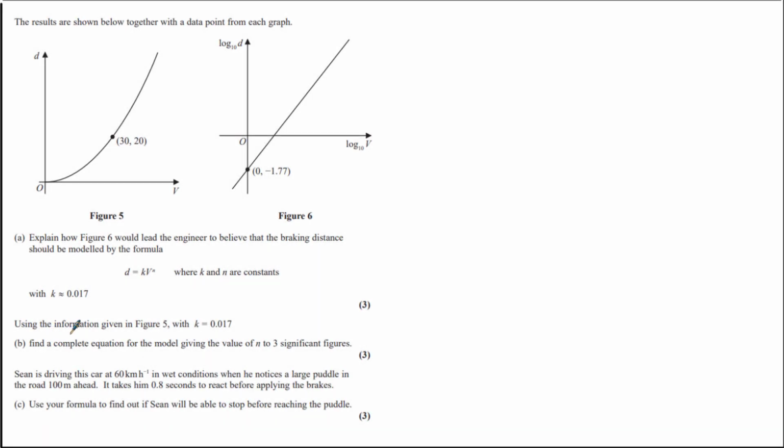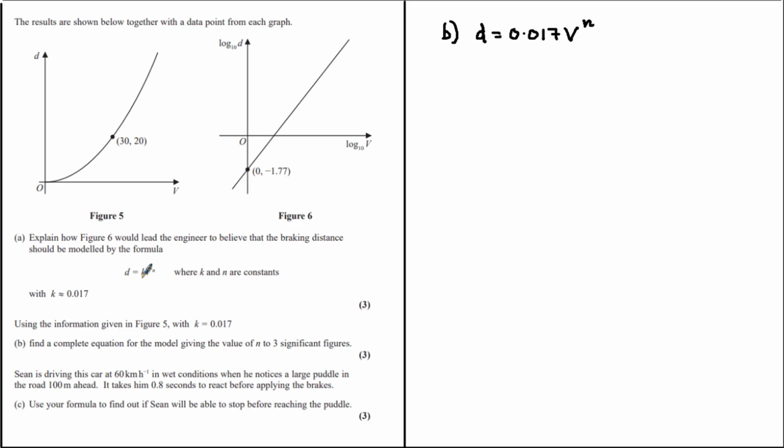The next part of the question says, using the information given in figure 5 with k equal to 0.017, find a complete equation for the model giving the value of n to 3 significant figures. So in order to find a complete equation for this model, we're going to substitute k, which has been given as 0.017, into this formula, and we're then going to substitute the coordinates given in figure 5. So for this coordinate we have v equal to 30 and d equal to 20. So subbing these values, we get that 20 is equal to 0.017 multiplied by 30 raised to the power of n.